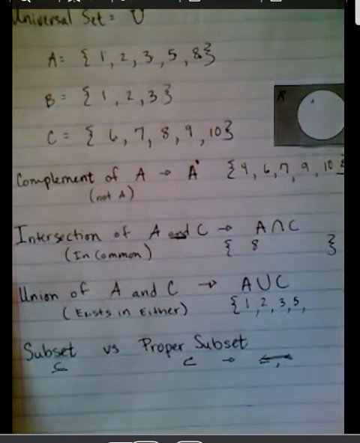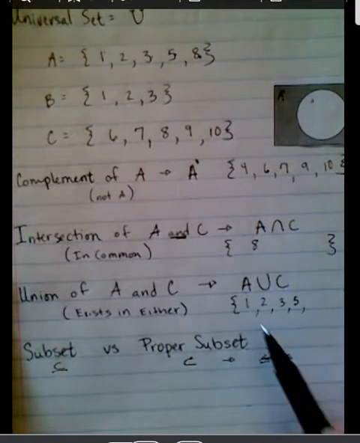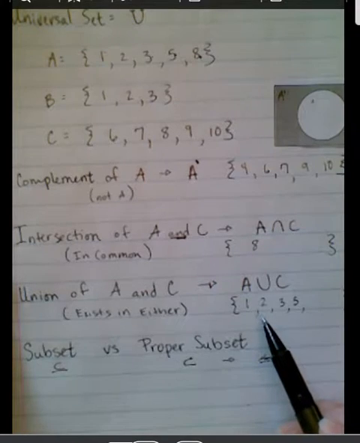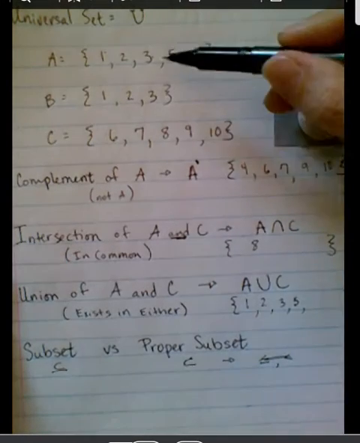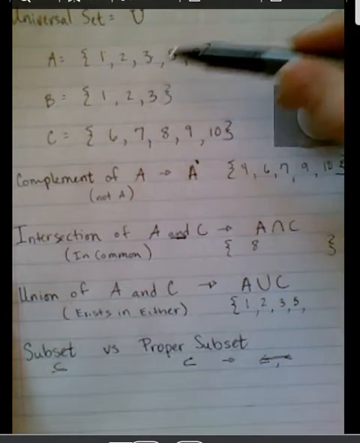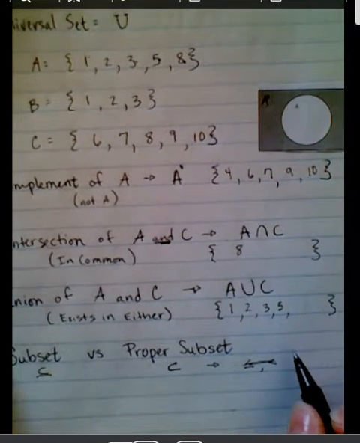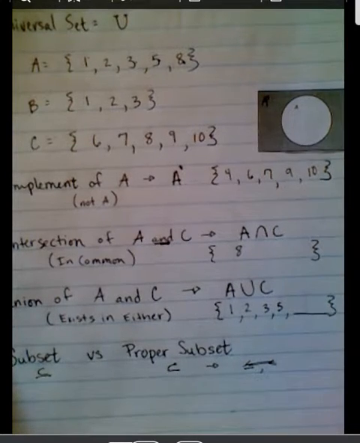Union is something that exists in one, the other, or both. So I started this one for you by saying 1, 2, 3. If you notice, 4 doesn't live in either of them, so it's not part of the union. 5, and then see what you can do to finish that off.